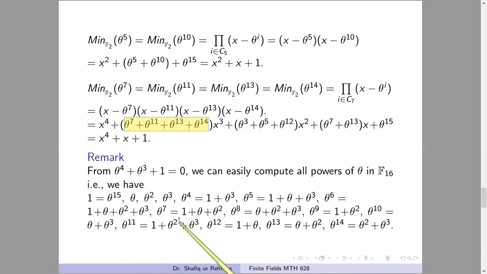And now whenever you want to compute this one, you can put values, and after simplification you will get the answer. And the trick is the following: whenever you get some element of degree bigger than 3, you should replace that power with theta cube plus 1 immediately and simplify it. This is not a unique way, you can also compute by another similar way. It's your choice.